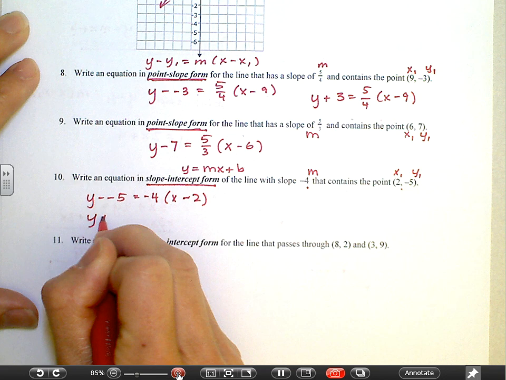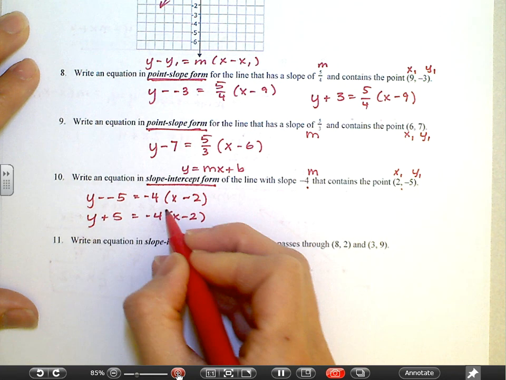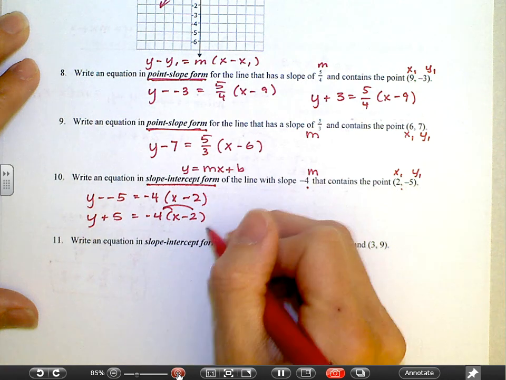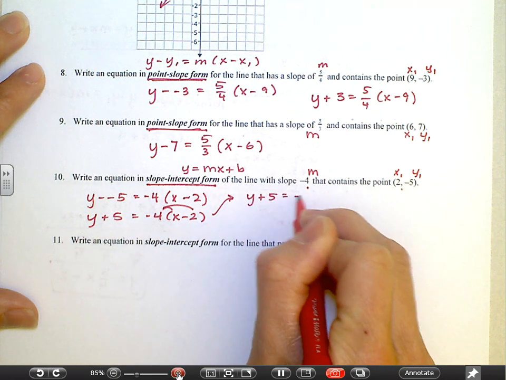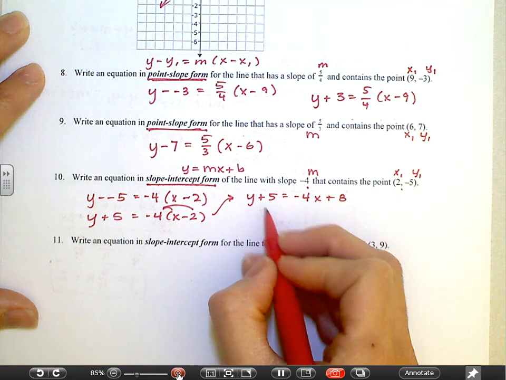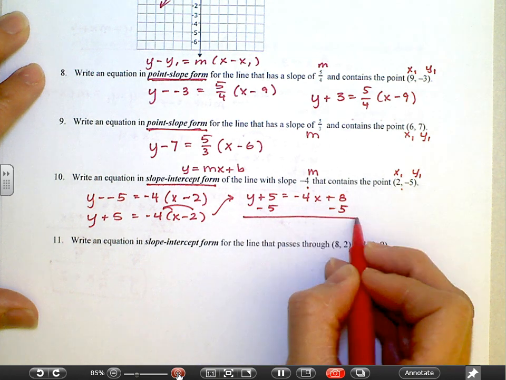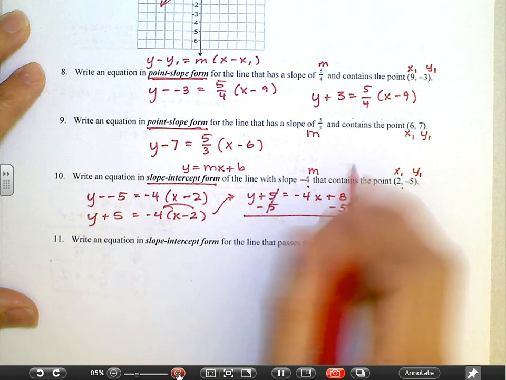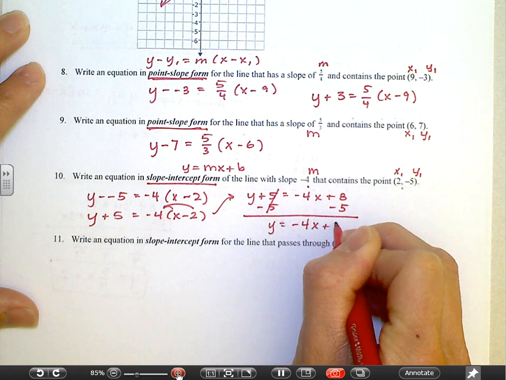Change minus minus to plus. So y plus 5 equals -4 times x minus 2. Distribute that -4. So you have y plus 5 equals -4x plus 8. And then I'm going to want to get rid of this 5, so I'm going to subtract it from both sides. And y equals -4x plus 3.